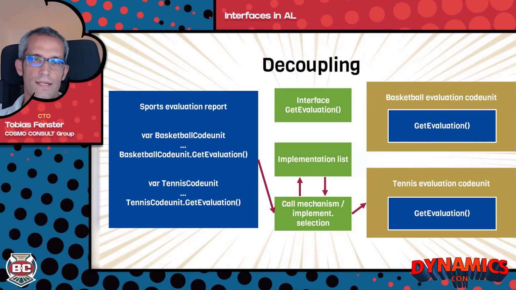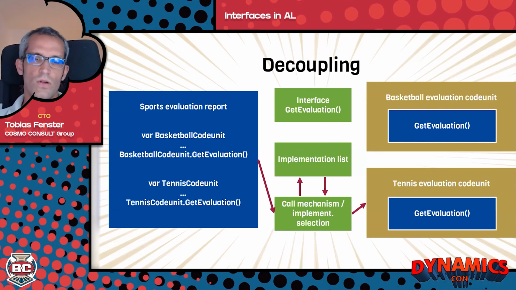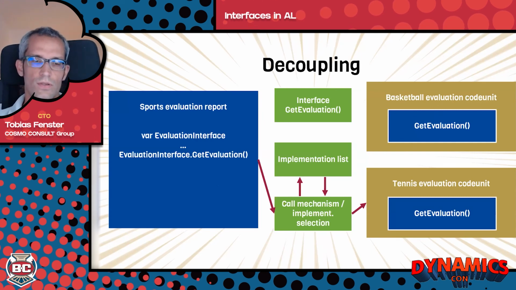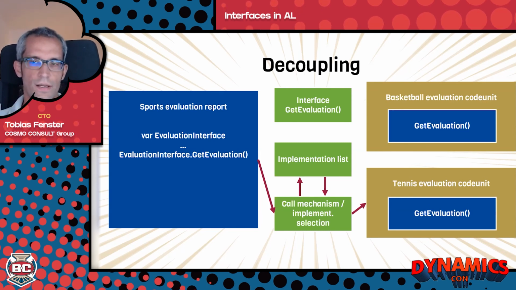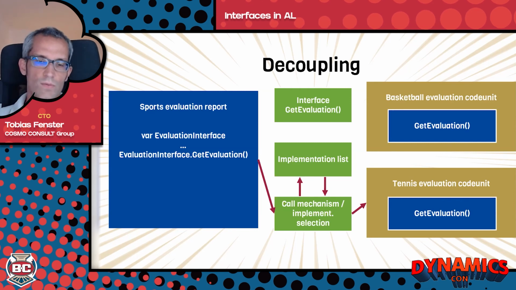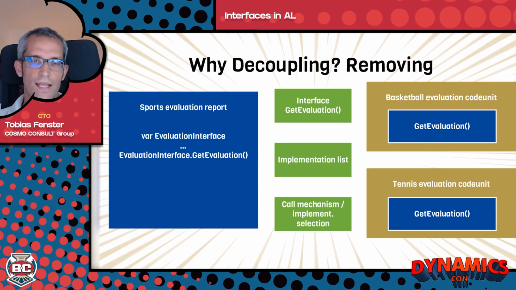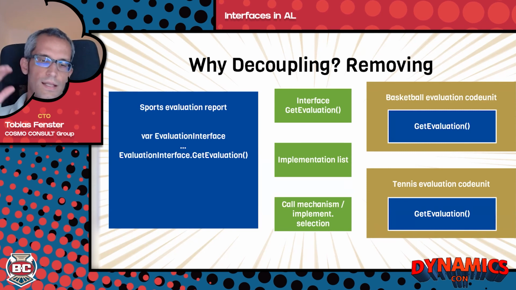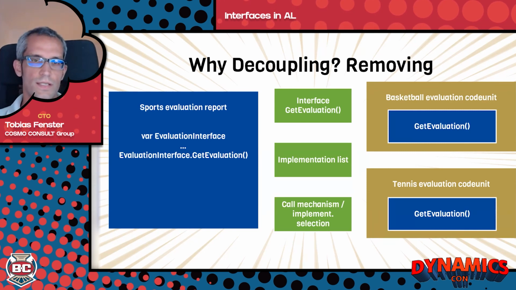And the big benefit of that, if we are in that place, is that we no longer need the direct connection to the basketball code unit and the tennis code unit, because now we can replace it with a variable of the type evaluation interface that we have. So now we can only use that one. And that means that we no longer have any direct connection between the different parts. The sports evaluation report only knows about evaluation interfaces, and the implementing code units, basketball and tennis, just implement that interface. And that way we get that connection without directly coupling them, without directly connecting them.